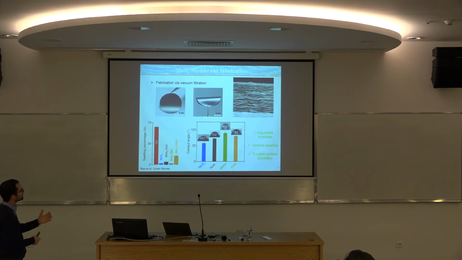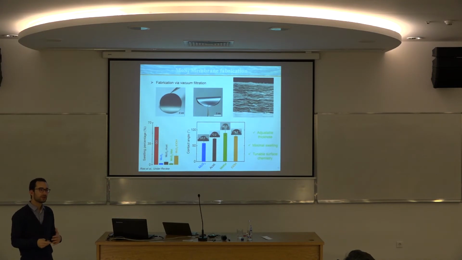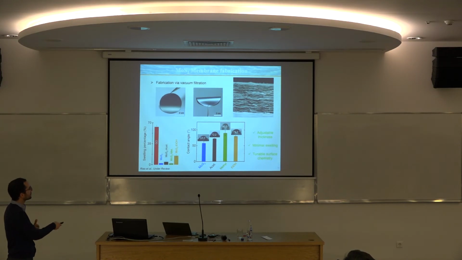And since we can control the surface chemistry, which is not possible with graphene oxide, by the way, we can tune the contact angle. And of course, we found the highest contact angle for the hydrophobic group, such as methyl. MoS2 in the beginning is quite hydrophilic actually. And then the second one is acetamide, which is more hydrophilic compared to ethanol and of course methyl. So this contact angle shows that we can control the surface chemistry.